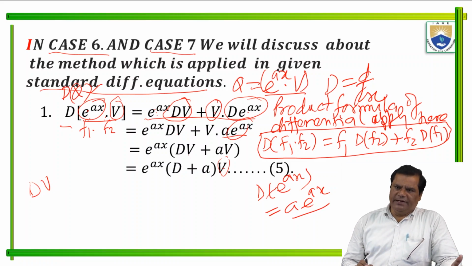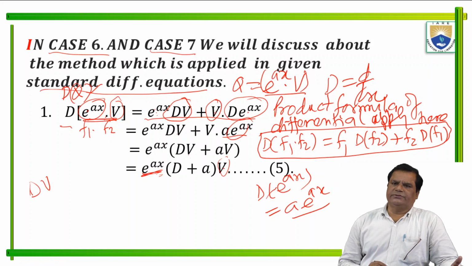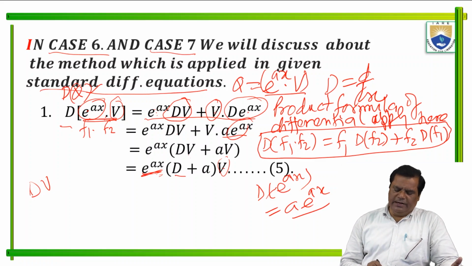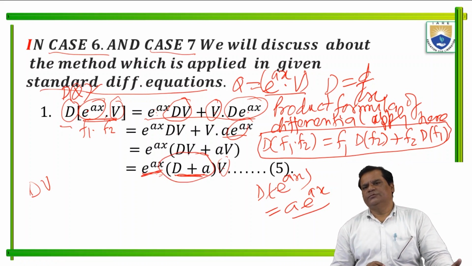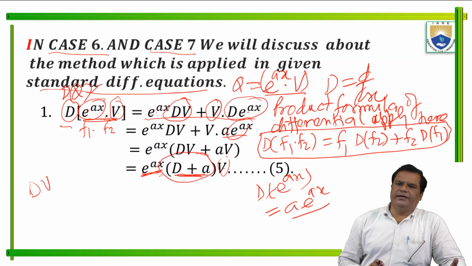So what will happen in equation 5? We differentiate q one time, then we get here e to the power ax (D plus a) v. Means on the left side we are getting e to the power ax, and on the right side we are getting v. And in the middle we get D plus a. The derivative D is converted into D plus a. So this is the basic concept here.